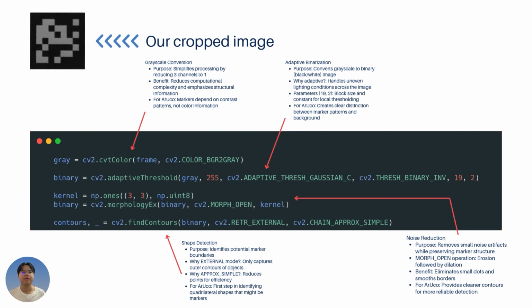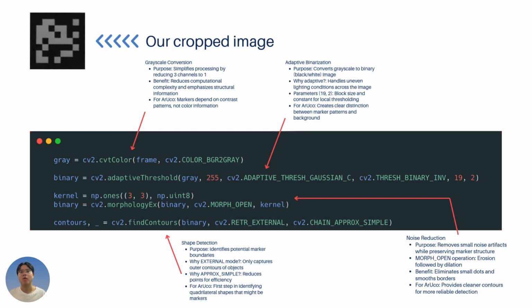So these are our OpenCV functions. On the top left, you can see our example cropped image from these functions. Firstly, we convert the BGR colors to gray because this simplifies the processing by reducing 3 channels to 1 channel, which reduces computational complexity and emphasizes the structural information. Mostly the ArUco marker is already black and white. Next, we use the adaptive threshold to convert grayscale to a binary, black and white image.